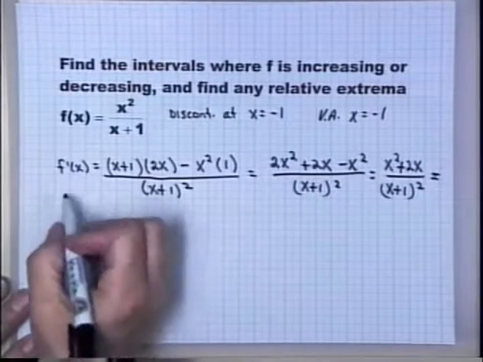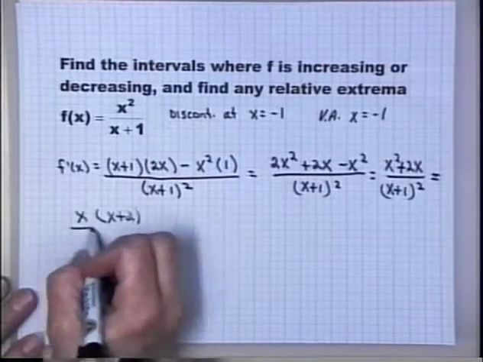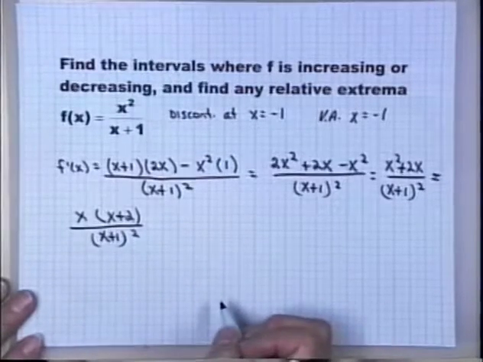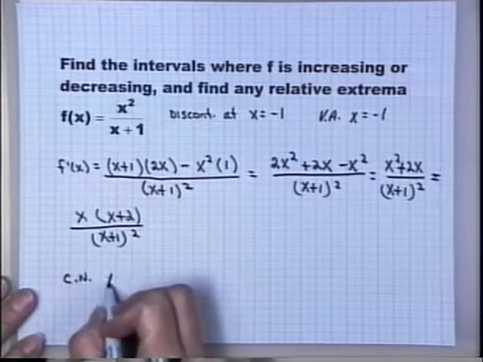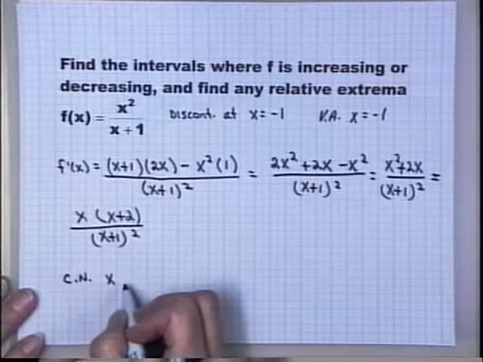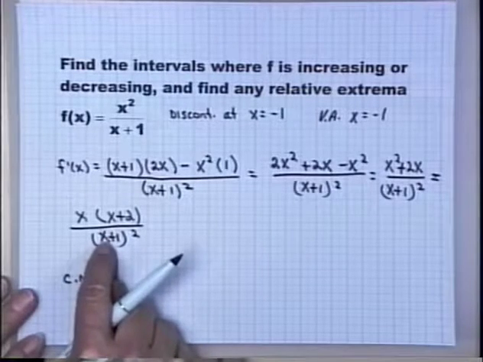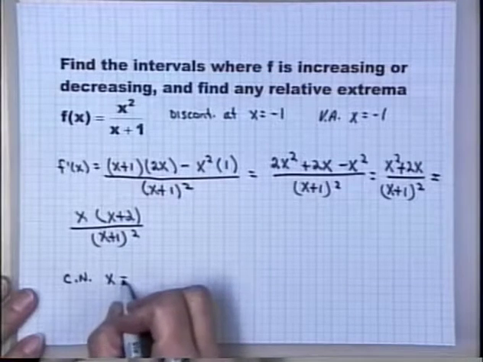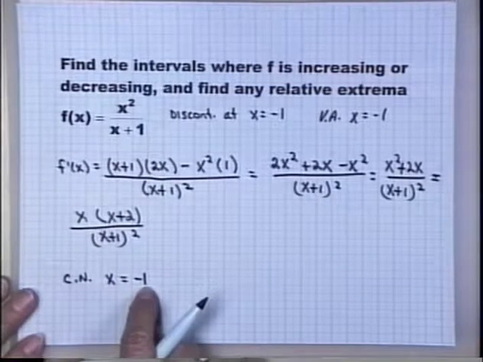I'm going to factor this numerator. I can factor an x out. X times x plus 2 over x plus 1 quantity squared. Okay, now remember, critical numbers are values of x that make our derivative equal 0 or undefined. Well, obviously, down here in the denominator, if x is negative 1, I get a 0 in the denominator, and so my derivative would be undefined. So I'm going to include negative 1 as a critical number.